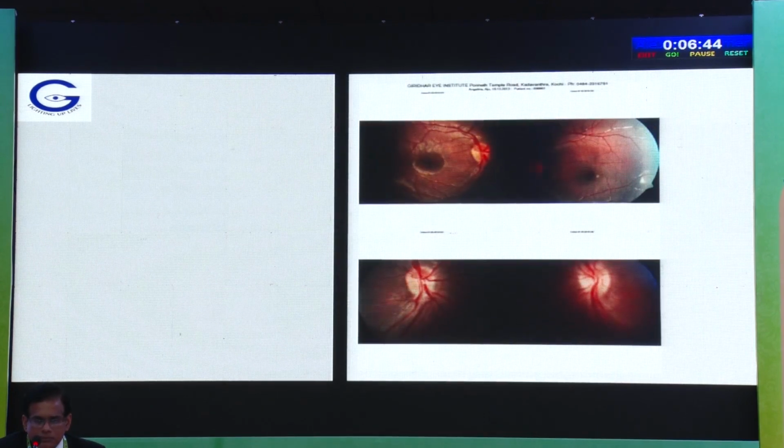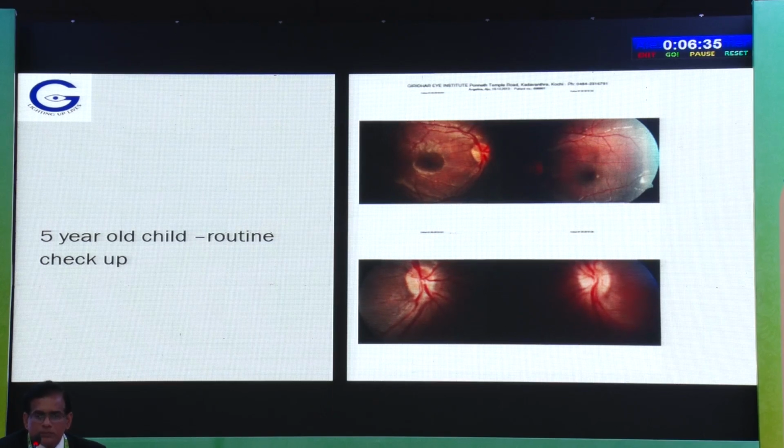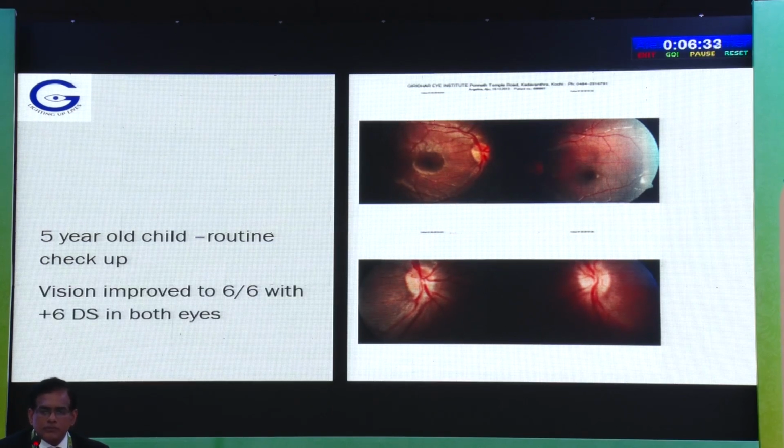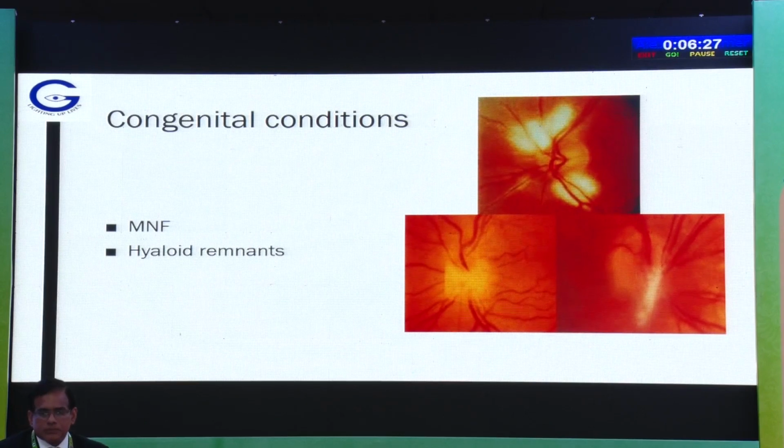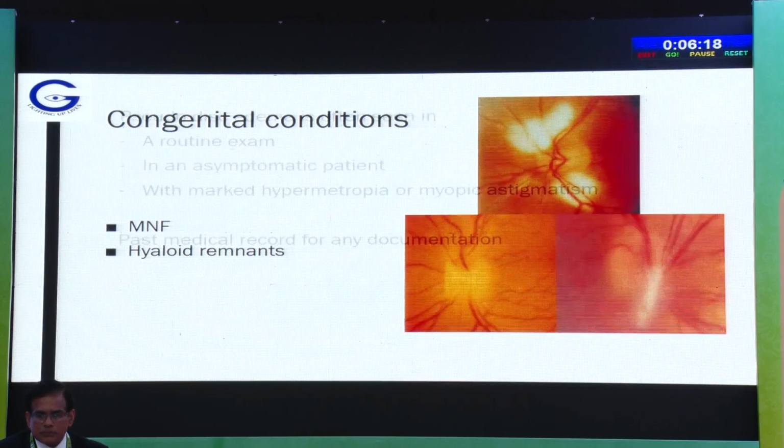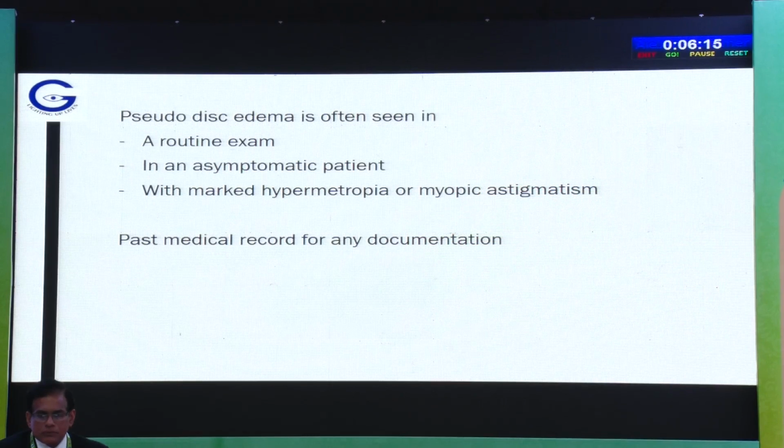So look at this disc. Bilateral disc margins are blurred. This is a 5-year-old child who came for a routine checkup, and the refraction showed +6 diopters in both eyes. So this is a hypermetropic disc. And look at these congenital conditions: the myelinated nerve fibers, hyaloid remnants, etc. These things we can find out on ordinary examination. So a pseudo disc edema is often seen in a routine examination in an asymptomatic patient with marked hypermetropia or myopic astigmatism, and past medical record should be looked for.